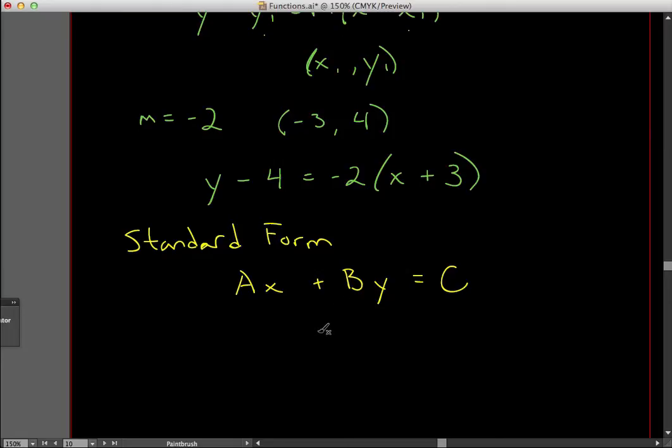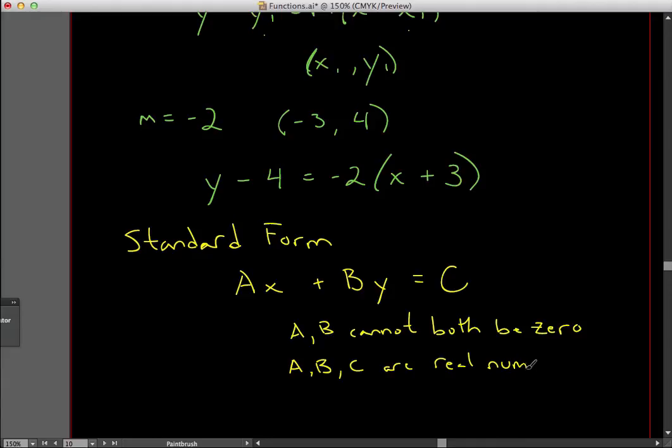A, B cannot both be 0. And A, B, and C are real numbers.